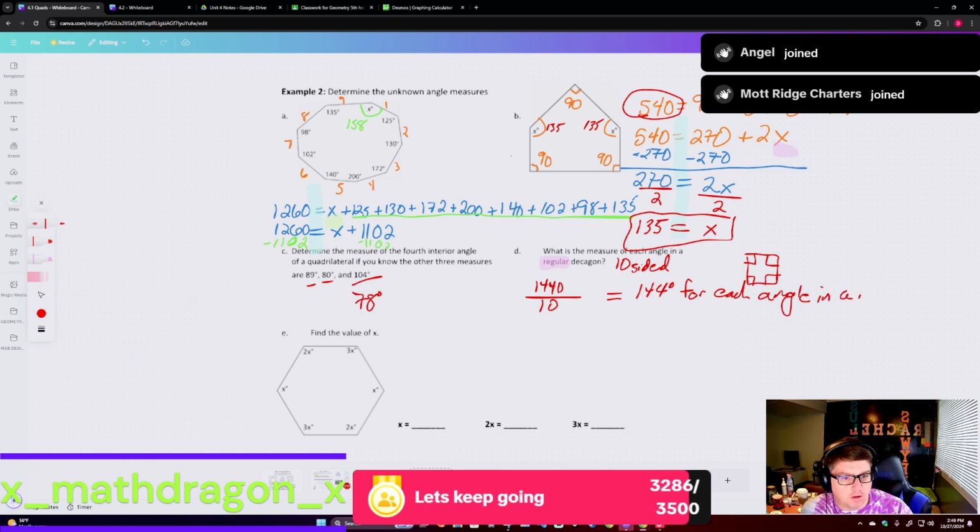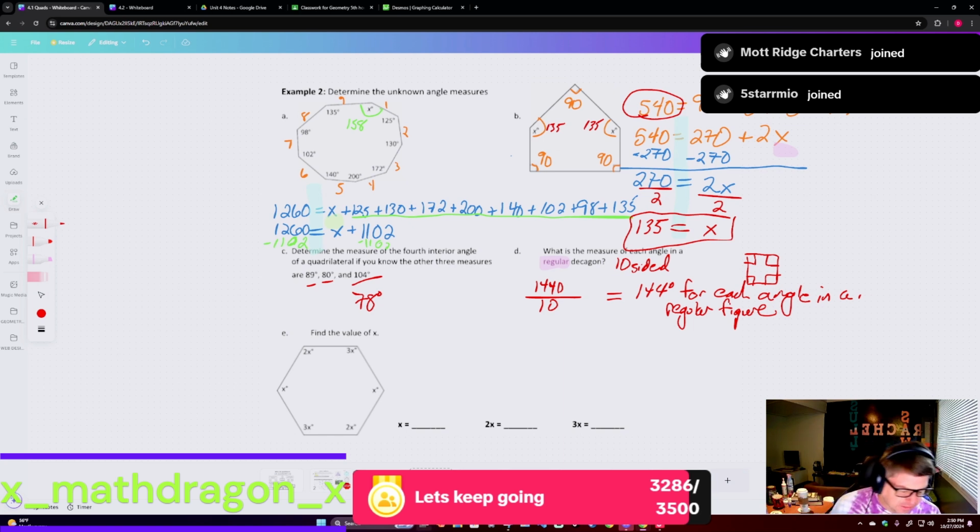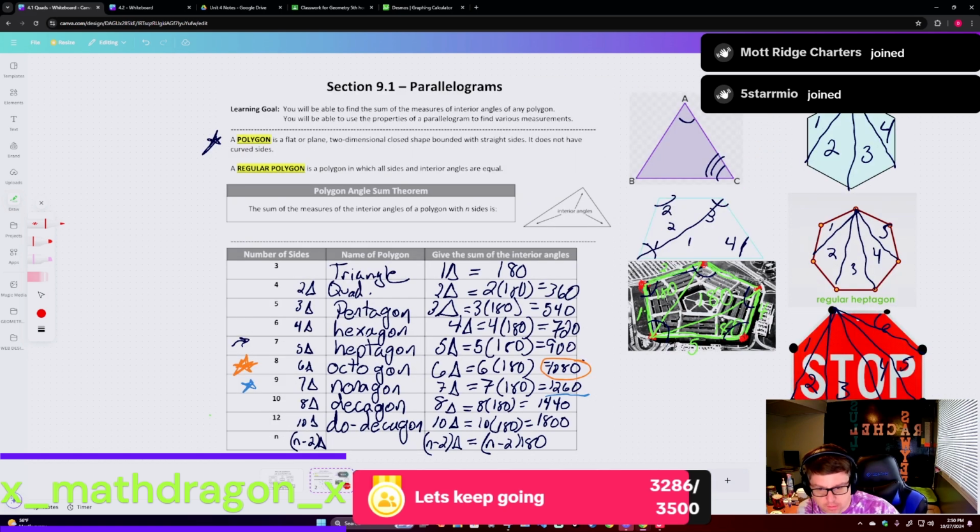In a regular figure. Regular means that they're all the same size. And you can see from this, like, sometimes they're not all the same size. Sometimes they're different sizes. So you have to be able to accommodate for that to get the answer. Now, this one, we have 1, 2, 3, 4, 5, 6 sides. So if we go to our 6-sided figure, that's a hexagon, and the sum is going to be 720.